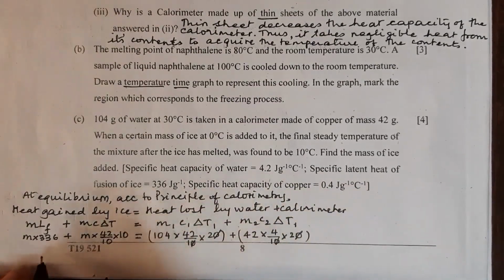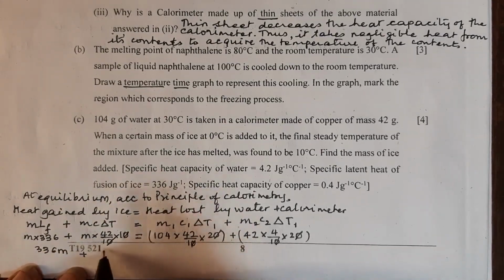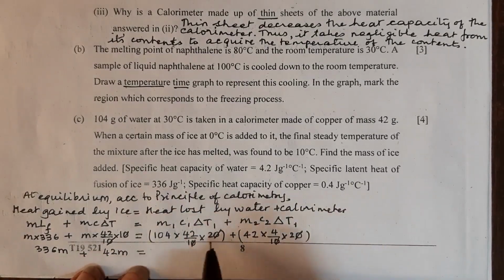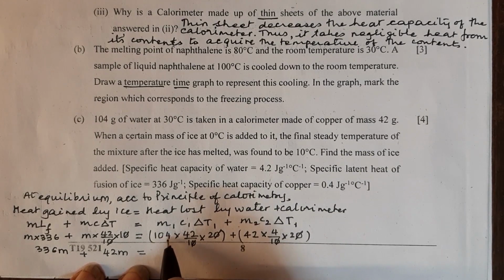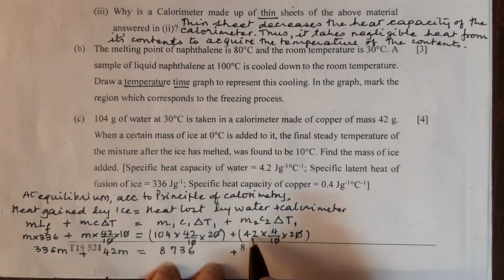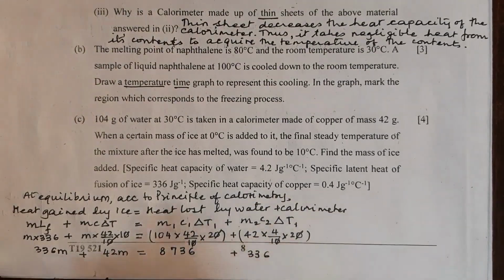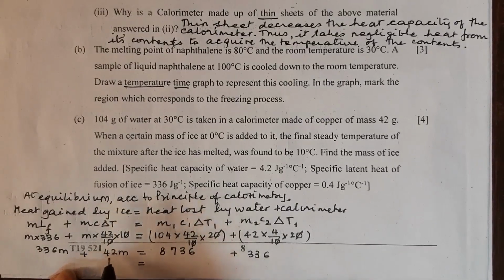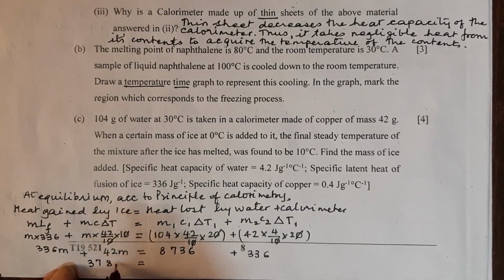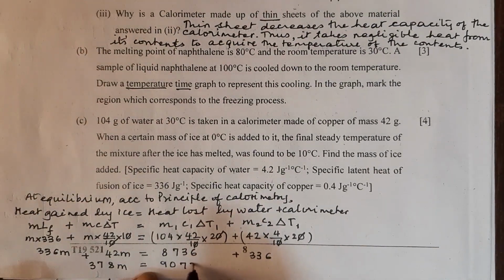We'll cancel the zeros, and here we will have 336m plus 42m equals, here this becomes 208 multiplied by 42, and we get 8736, plus here 8 multiplies 42, so 8 2's 16, carry 1, 8 4's 32 and 1 33, so we get 336, and so we will have, when we add this, 378m is equal to 9072.